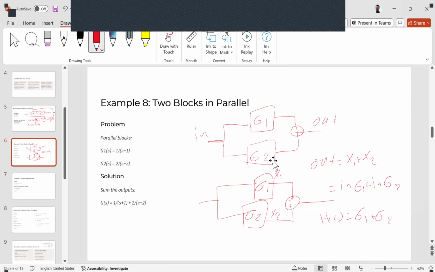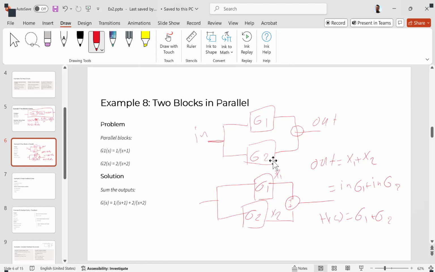So if you have two parallel subsystems in your whole circuit or general system, you can represent the overall transfer function by simply adding each subsystem's transfer function to each other. Are we good? In this example, we have 1 over s plus 1, and 2 over s plus 2. So simply the general transfer function would be the summation of the two, which you can see here.